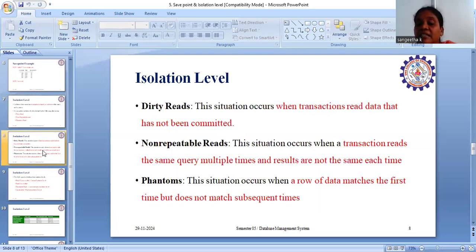Dirty read is the situation that occurs when a transaction reads data that has not been committed. That situation is called dirty read. In non-repeatable read, the transaction reads the same query multiple times and the result is not the same; when I read at one time I get some data, and when I read again at another time I get different data. This kind of non-repeatable read shows inconsistency. And phantom read: a row of data matches the first time but does not match the subsequent time. This situation is called phantom read.